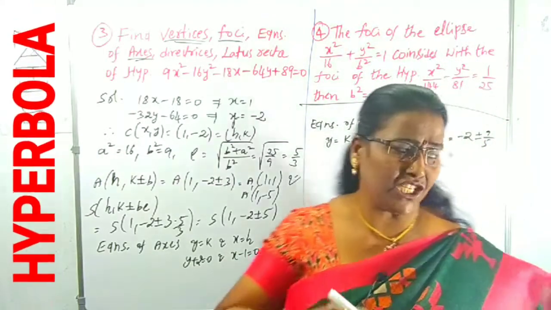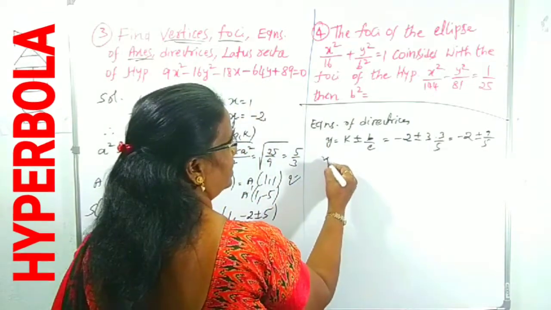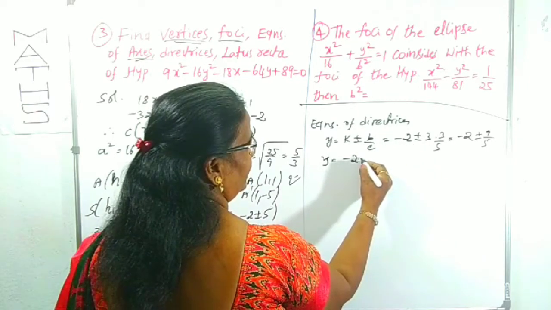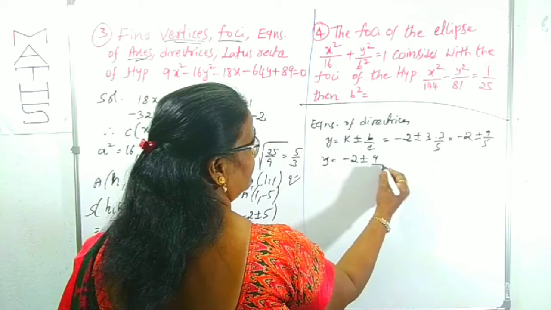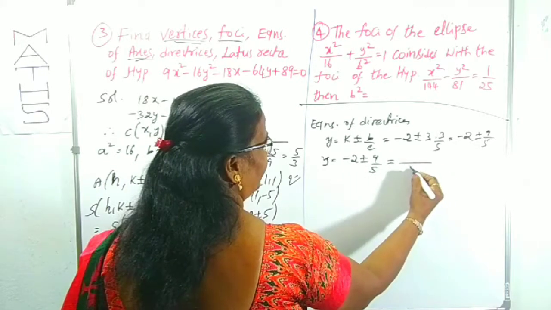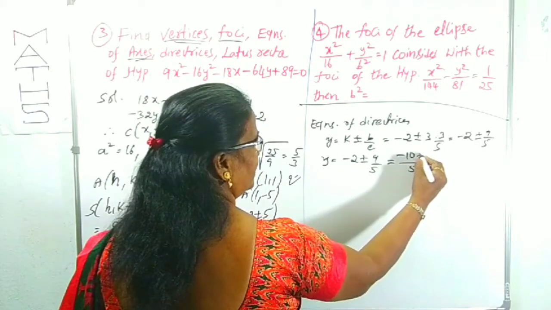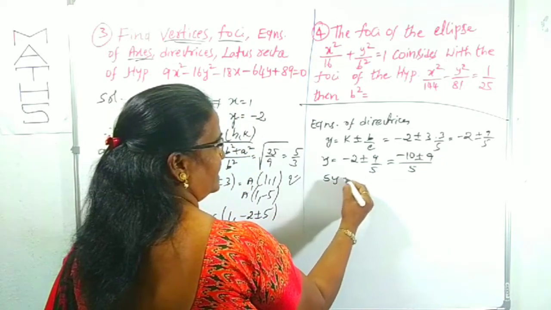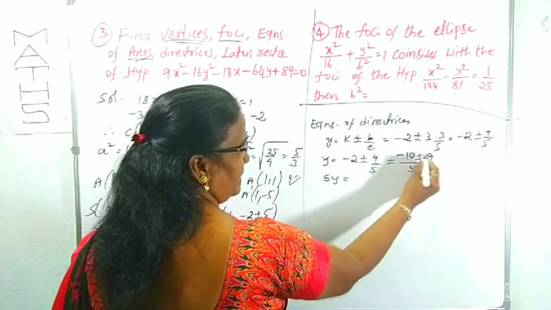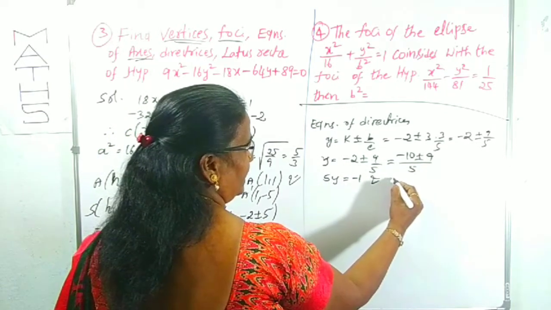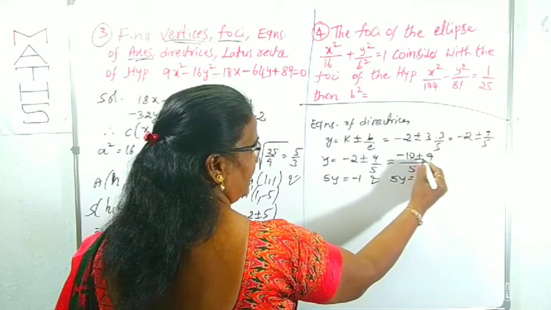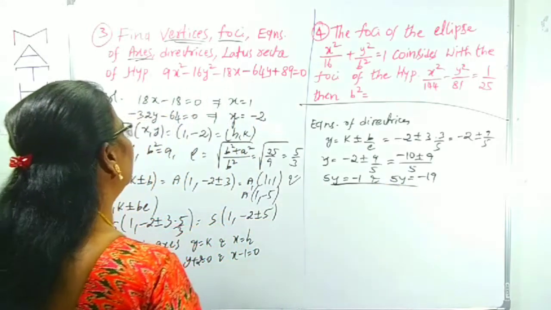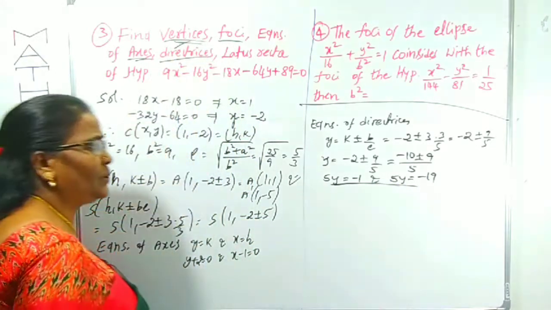We can make the simplification like this. y = -2 ± 9/5. One more step: we can write it over 5, since the LCM is 5. This is (-10 ± 9)/5. By cross multiplication, 5y = -10 + 9 = -1, and 5y = -10 - 9 = -19. These are the equations of directrices. This is also closed.